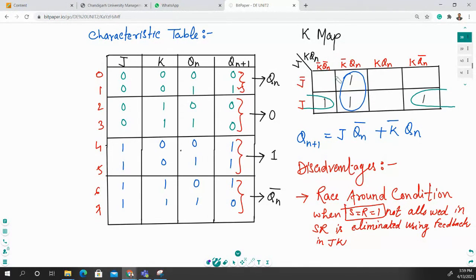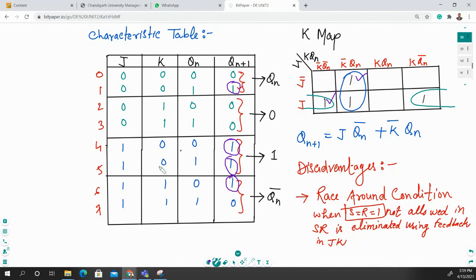So these are the 3 inputs, and we have to find out the one locations. Where this one is present, as you can see, this one is present right here, then this one is present right here, and you have to put these ones across the K map. So you can see right here J bar, K bar, and Qn. This is your first one. The second one is J, K bar, Qn bar. This is your second one.